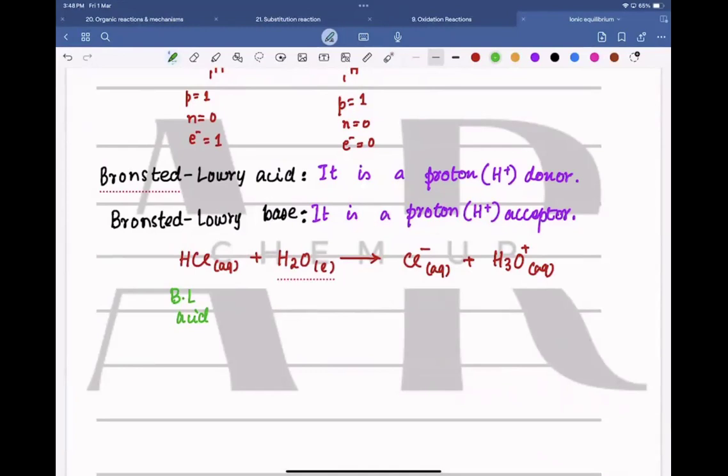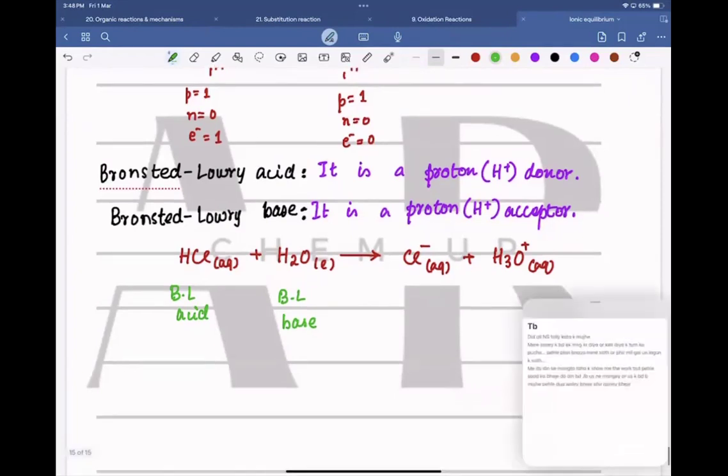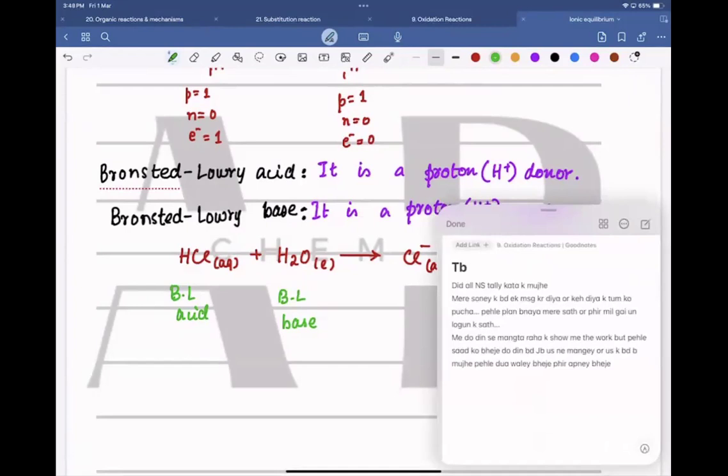Is this clear to all of you? Now, if you look at the water, water has two hydrogens and here it has three hydrogens. So see, according to the definition, it is the one which is accepting the hydrogen ion. So we call it Bronsted-Lowry base. Is this clear to all of you? Yes, sir, it's clear.